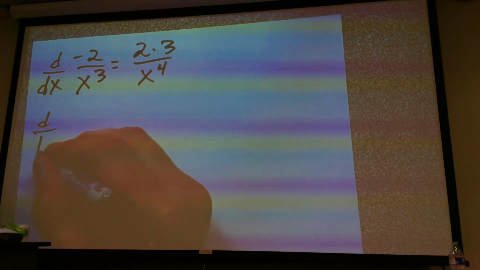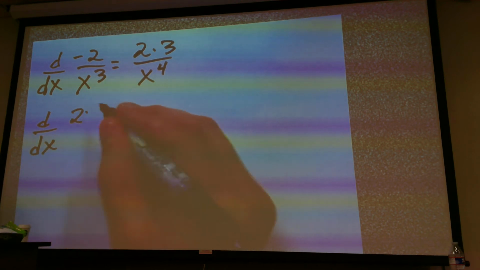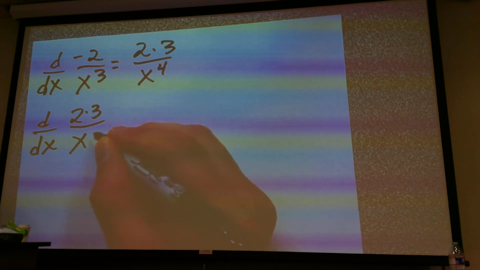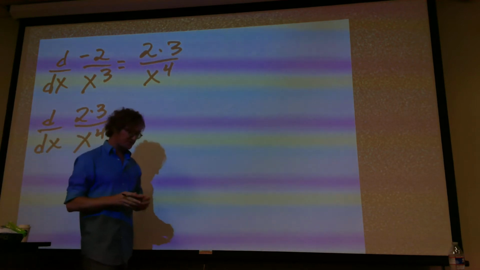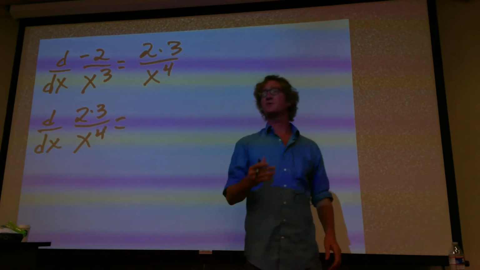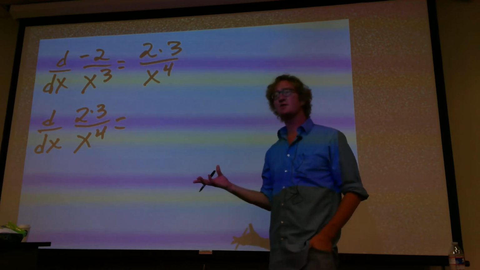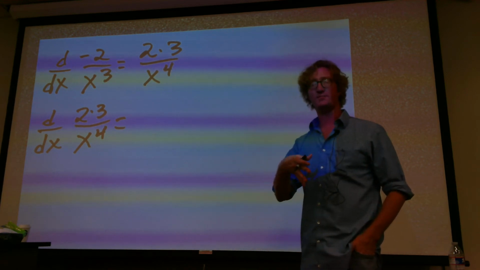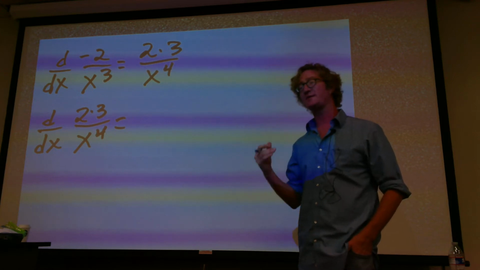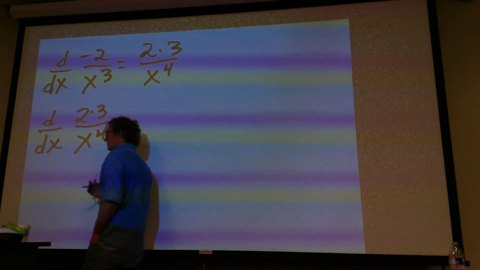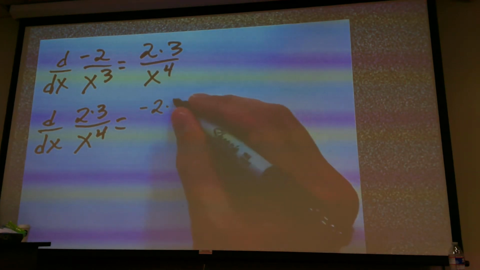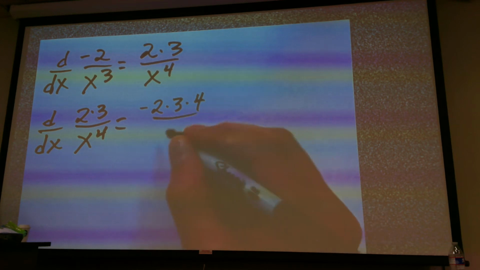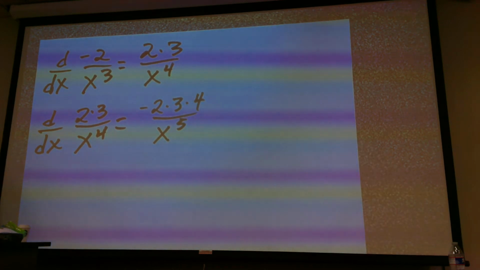Let's see what happens if I continue this process. Let's say 2 times 3 divided by x to the 4th. Okay. So we're ignoring the 2 and the 3, and we're taking the derivative of x to the negative 4. So what is it going to do? It's going to spit out a negative 4, and it's going to drop it down to negative 5. So since it's spitting out negative 4, this would be negative 2 times 3 times 4 divided by x to the 5th.